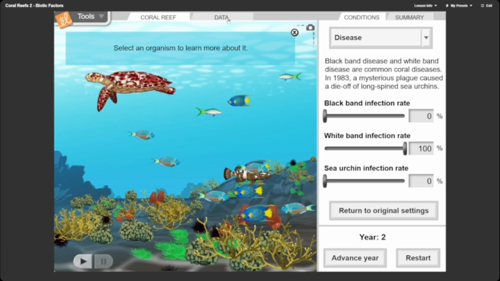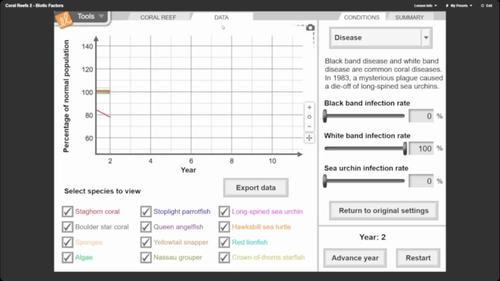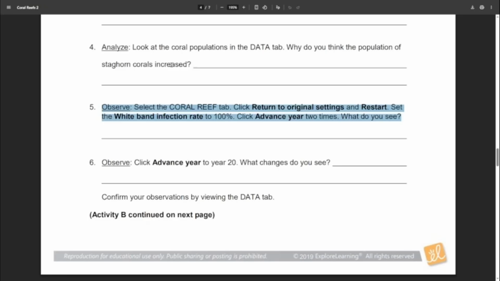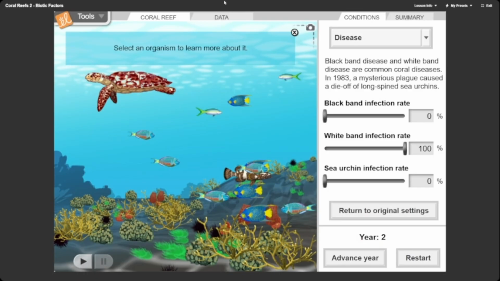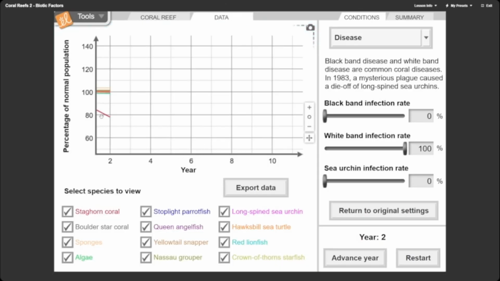Maybe no big changes. You can always sneak a look at your data tab and see what's happening. So you can't really see a whole lot unless you picked it up. There's a small subtle change. Confirm your observations by viewing the data tab. So again, you should be able to see that there's a change that's starting to occur.